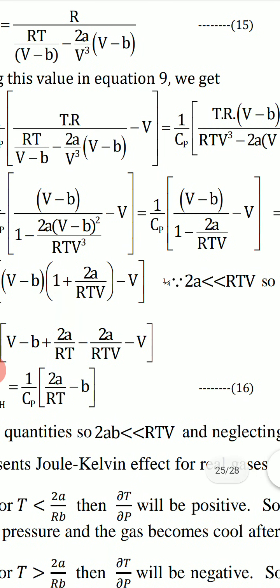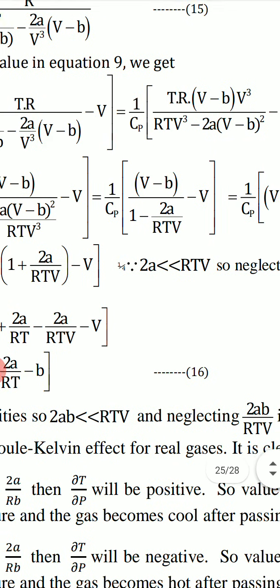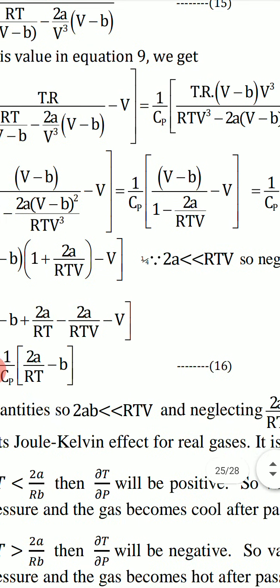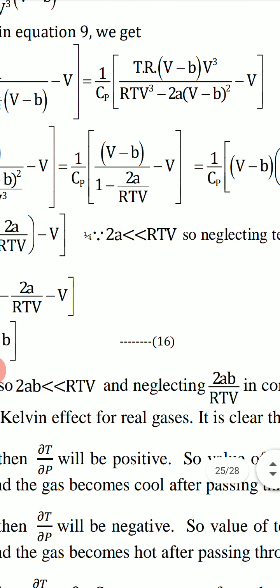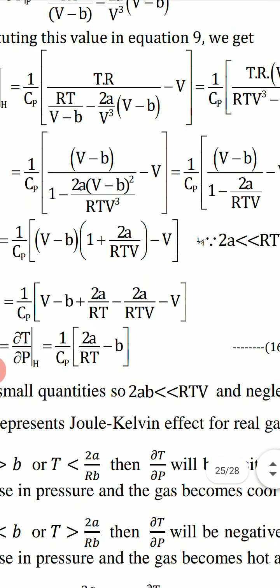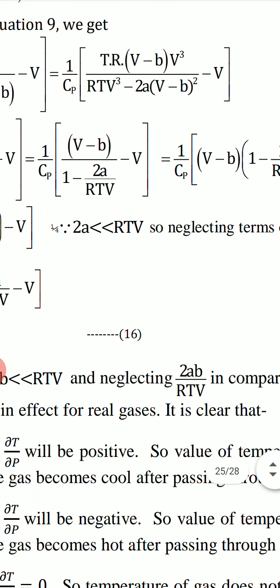In the first term, inside the bracket, in the denominator, we take the LCM, which is V cube into V minus B, and multiply by V cube into V minus B in numerator and denominator. Then we have TR into V cube into V minus B divided by RT V cube minus 2A into V minus B square. In the denominator, the LCM is V cube into V minus B. Multiply by this V cube into V minus B in numerator and denominator, and we get this relation.